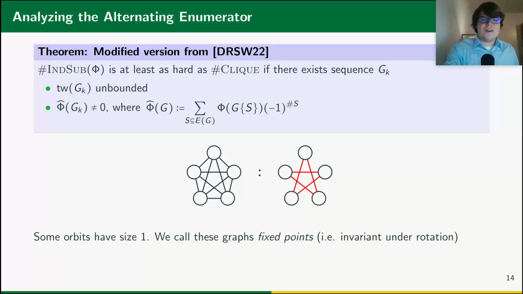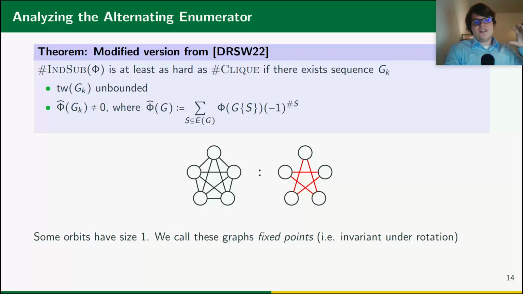However, there are some graphs for which this is not the case. For example, for these graphs here, that look like that, it's actually not a group of 5, it's only a group of 1, because if we rotate this graph here, we get exactly the same graph.